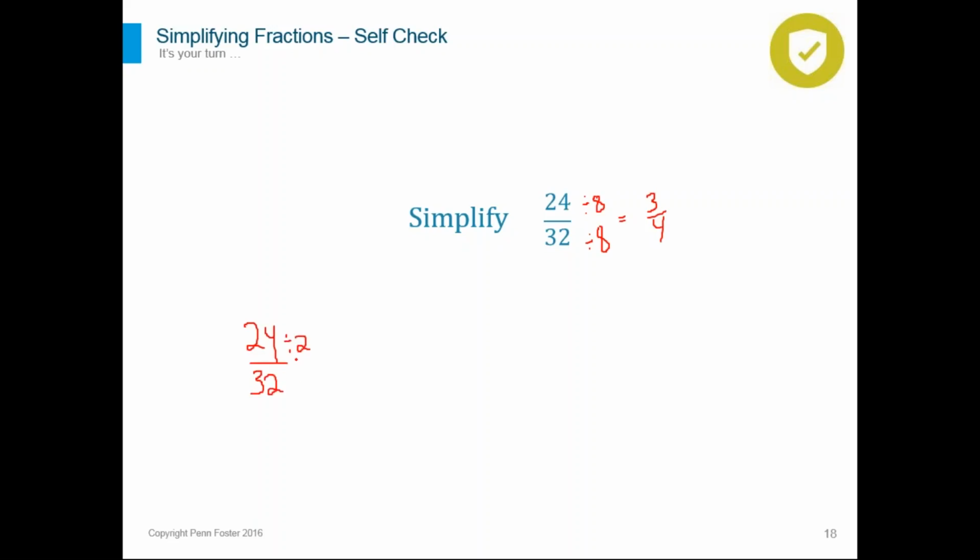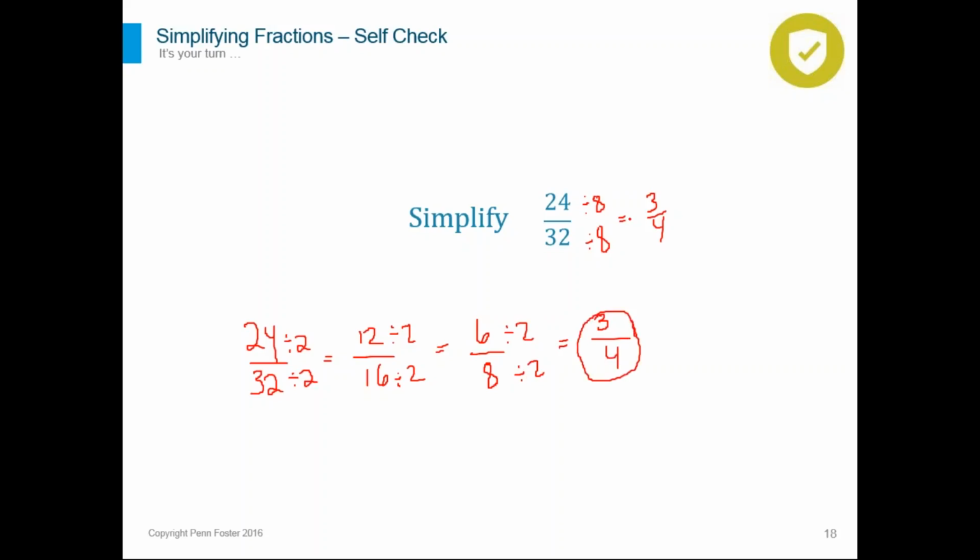Or another method, I would say, oh, 24 and 32, both of them are even numbers. Divide over 2 and divide over 2. 24 over 2, that will give you 12 on the top, and then 32 over 2 will give you 16 on the bottom. Divide over 2, even numbers. Divide over 2 will give you 6, and then that will give you 8. Oh, 6 and 8, even numbers. Divide over 2 and divide over 2. 6 over 2 will give you 3, and then 8 over 2 will give you 4.